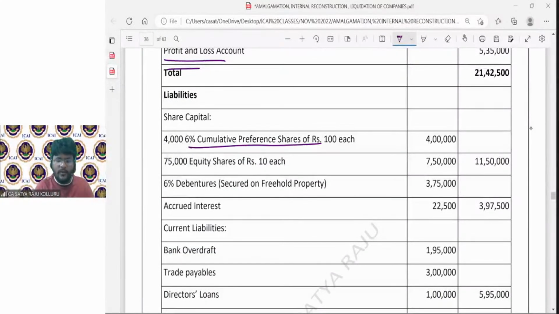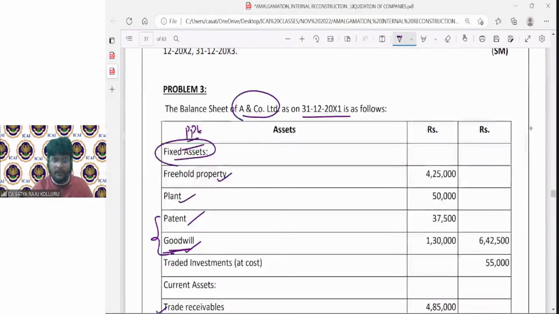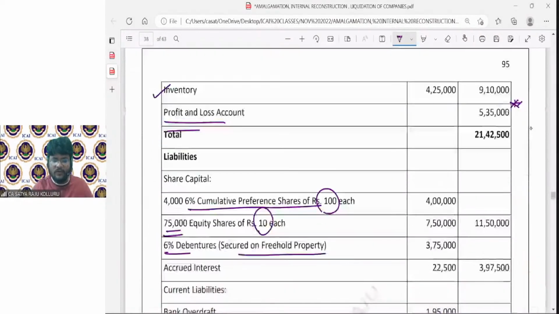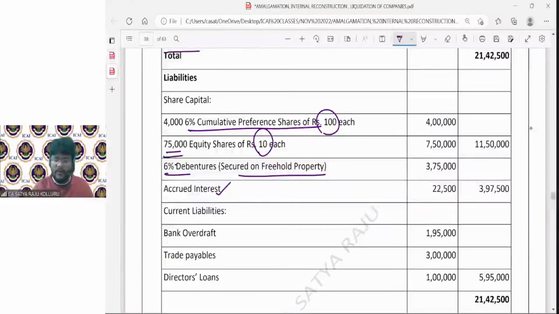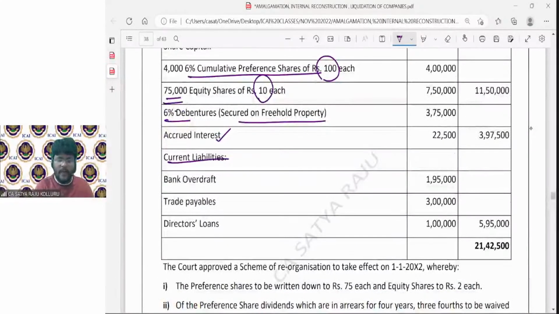4,000 6% cumulative preference shares of 100 each are there. 75,000 equity shares of 10 rupees face value are there. 6% debentures secured on the freehold property. So these debentures secured on the freehold property means this freehold property is provided as security for debenture holders. Accrued interest on such debentures was given, and current liabilities: bank OD, trade payable, director's loan.